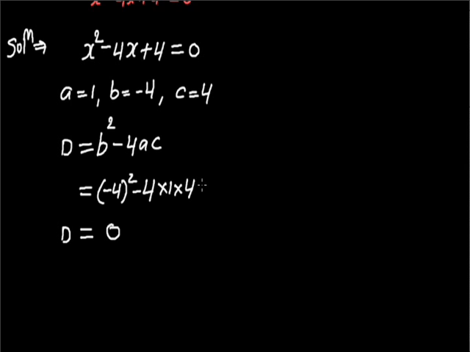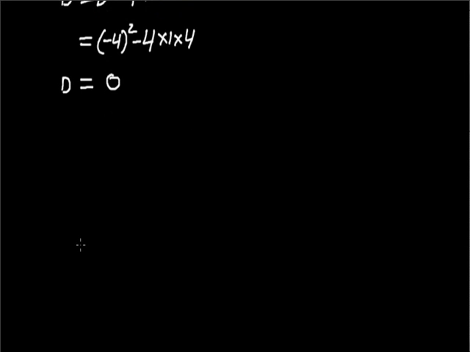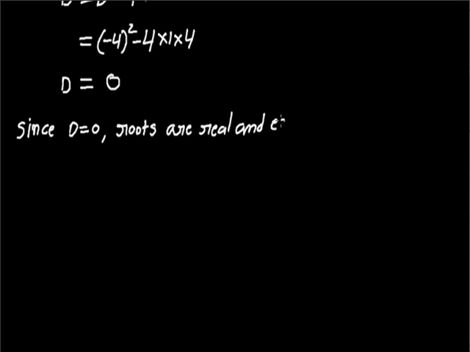Now what does it mean? In the previous lecture we discussed that if the value of the discriminant is equal to 0, then the roots are real and equal. So here we can write: since D is equal to 0, that's why roots are real and equal.